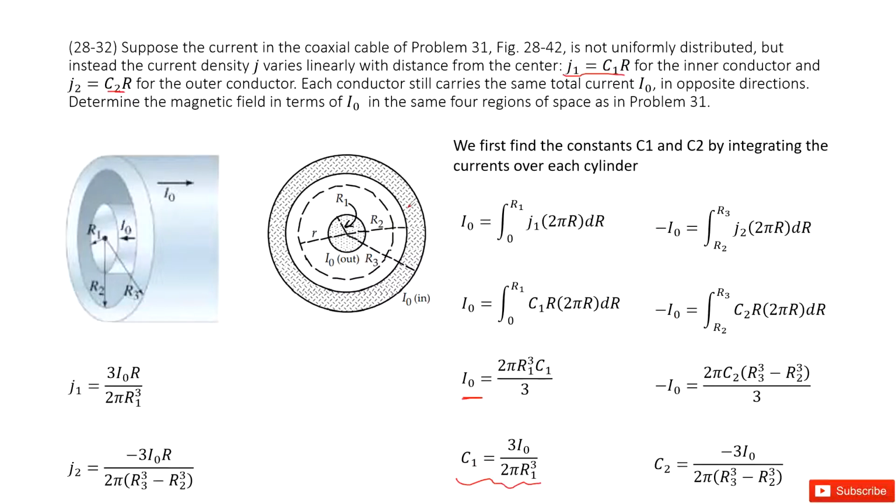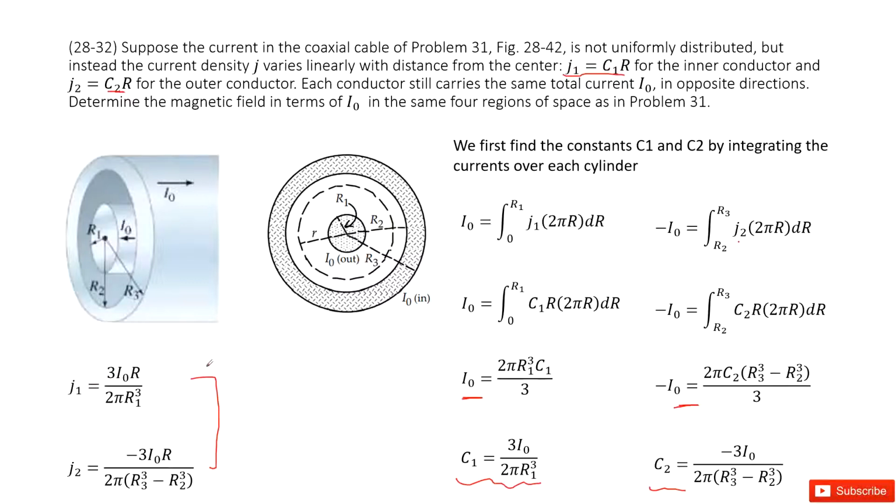Similarly, look at the outer part. For the outer part, the current that goes through is negative I0, right? Then the density times the cross-sectional area, and do the integral from R2 to R3. Solve this integral and you get an equation that looks like this. Finally, reorganize it and you get the function for the constant C2. Now we have C1 and C2, so we can write the current densities J1 and J2 in these terms.